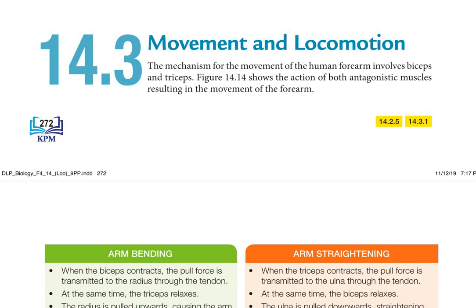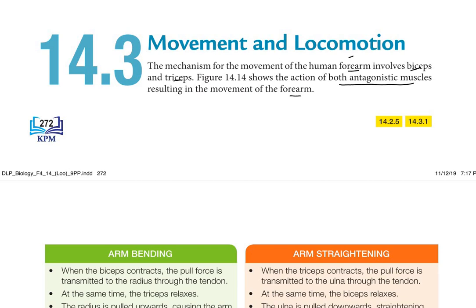Okay, movement and locomotion. 14.3 movement and locomotion. The mechanism for the movement of the human forearm involves biceps and triceps. Figure 14.14 shows the action of both antagonistic muscles resulting in the movement of the forearm. So antagonistic muscles means one muscle will relax, and another muscle will contract like that.